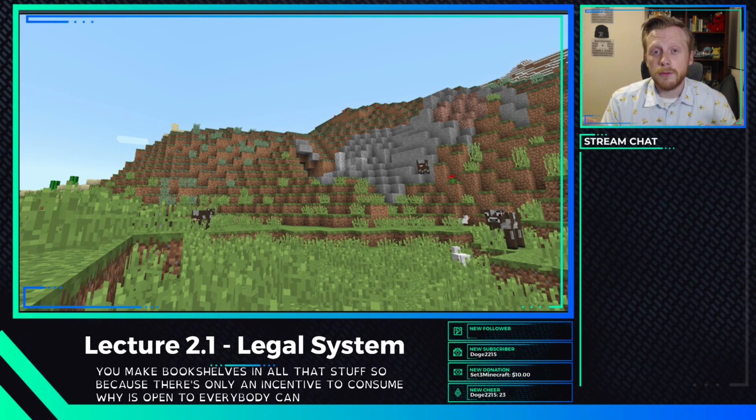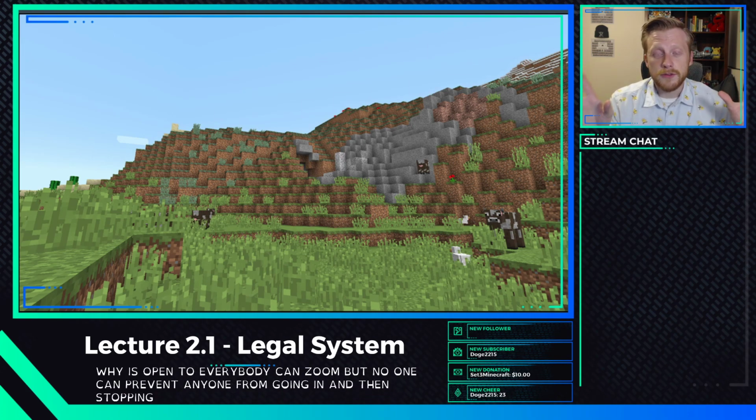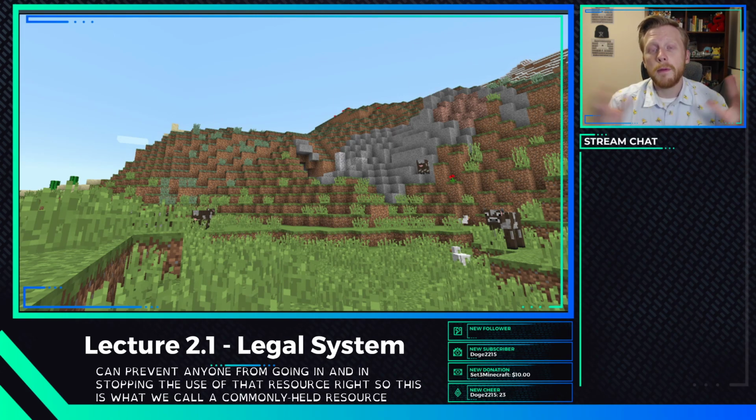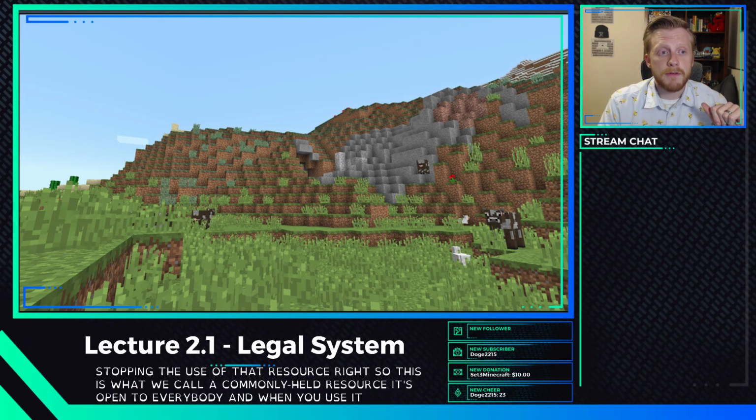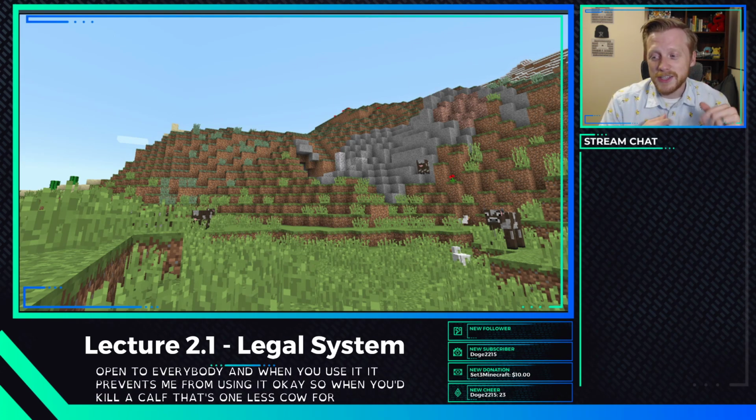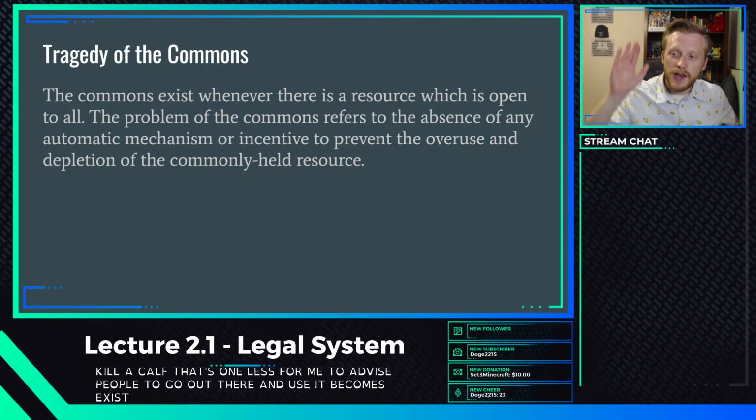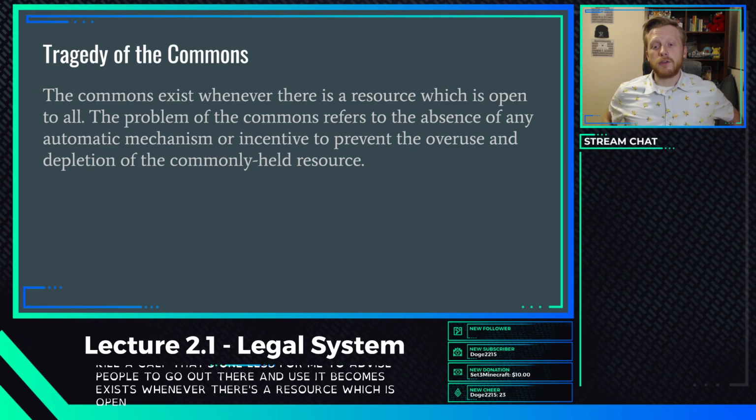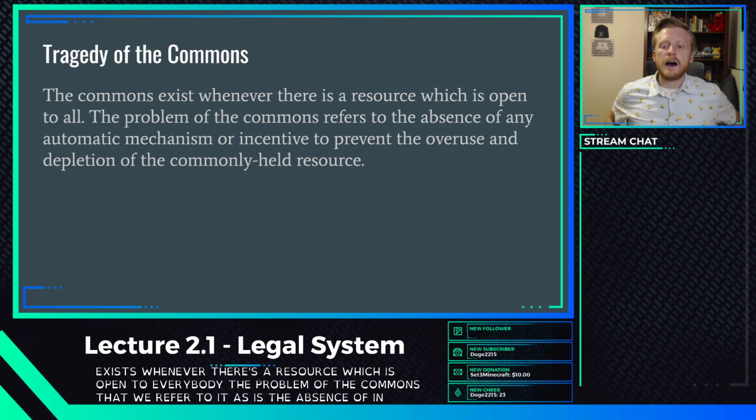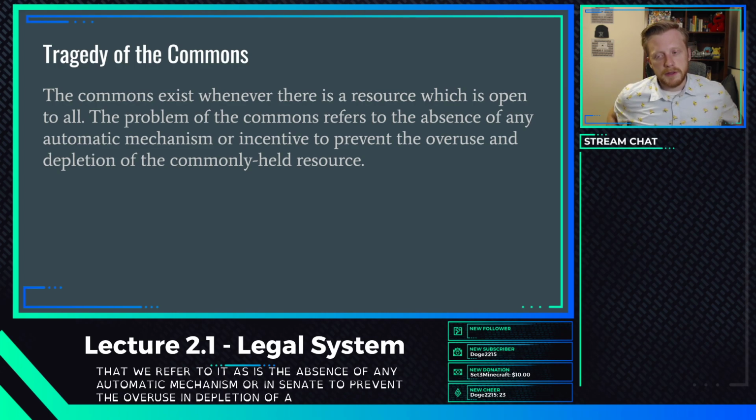It's open to everybody to consume, but no one can prevent anyone from going in and stopping the use of that resource, right? So this is what we call a commonly held resource. It's open to everybody, and when you use it, it prevents me from using it. Okay, so when you kill a cow, that's one less cow for me. So all it does is incentivize people to go out there and use it. Okay, the tragedy of the commons exists whenever there's a resource which is open to everybody. The problem of this commons that we refer to is the absence of any automatic mechanism or incentive to prevent the overuse and depletion of a commonly held resource.